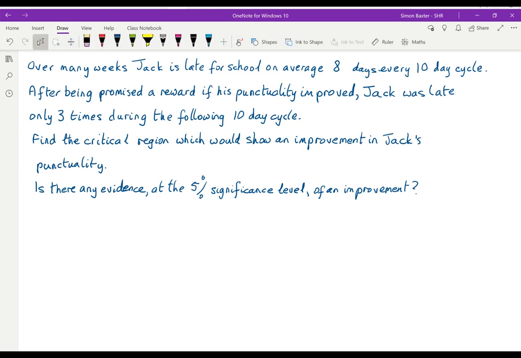Okay, let's start off. We have to put down our null hypothesis first, H0. That is the no change hypothesis. We're now dealing with a rate. It's no longer a probability. We're looking at a Poisson distribution. So we're thinking here that the mean rate, the mean number of days he is late, is still 8, no change. So that is the null hypothesis.